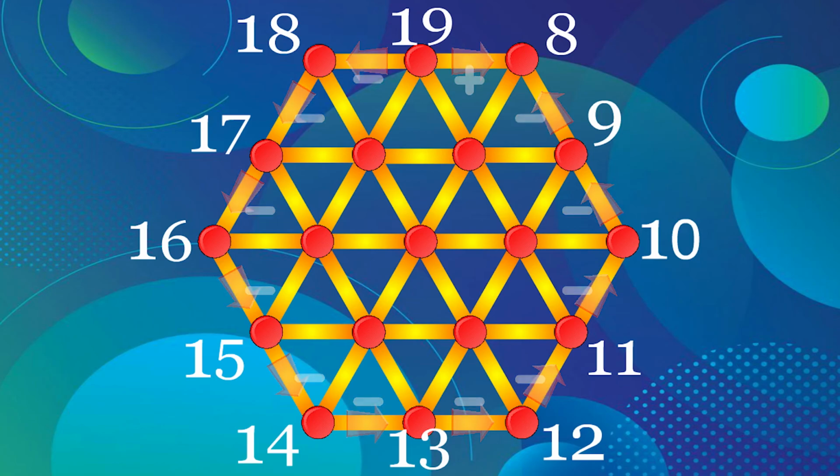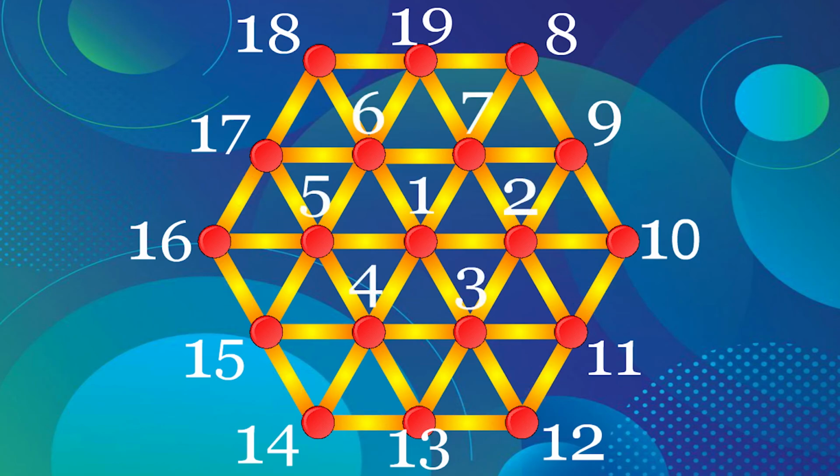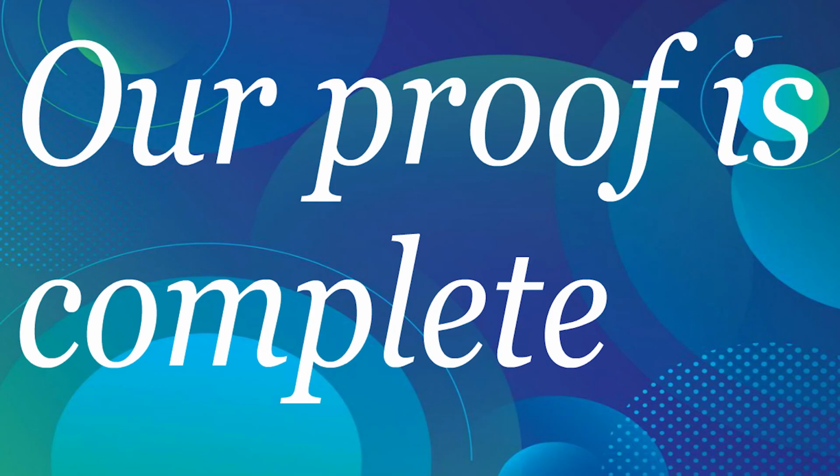Now we can choose any different numbers for the rest of the vertices, and it can be easily seen that the clockwise triangles are the ones which are emphasized. Hence, we have exactly 7 clockwise triangles. This proves our main result, and thus our proof is finally complete.